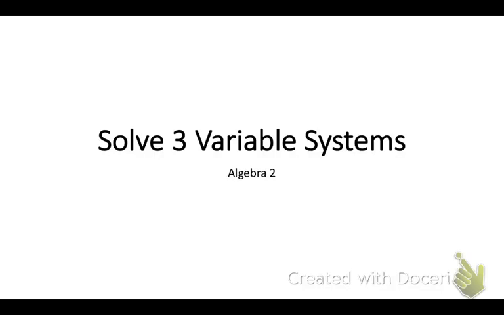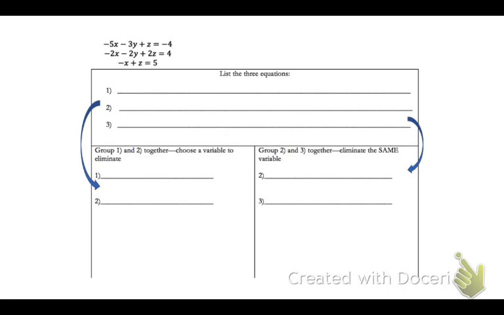Algebra 2, solving a three-variable system. Solving a three-variable system is a pretty long process. So to help you through it, we've created a graphic organizer on your note sheet that'll step you through the process. We're going to jump right in and start solving our first three-variable system, and then as we go, you're going to learn the process on how to do this.